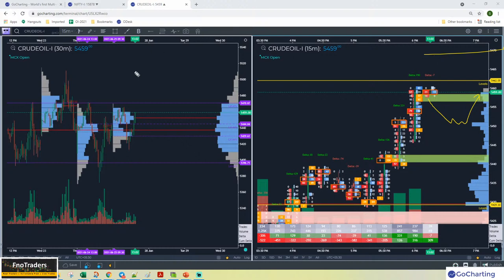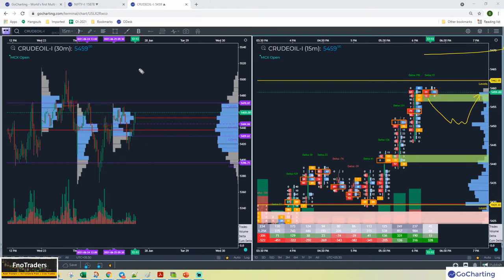I'm sure you all know how Indian crude works. Indian crude is essentially a proxy of global crude: the current global crude price multiplied by the dollar price. So the USD INR price gives the rate of one barrel of Indian crude. On its own, it's not an independent instrument like Nifty or Bank Nifty. You have to be cognizant of that. It trades based on global crude, and the global crude upside or downside determines whether it can go up or not. Based on that, you have to be very careful.